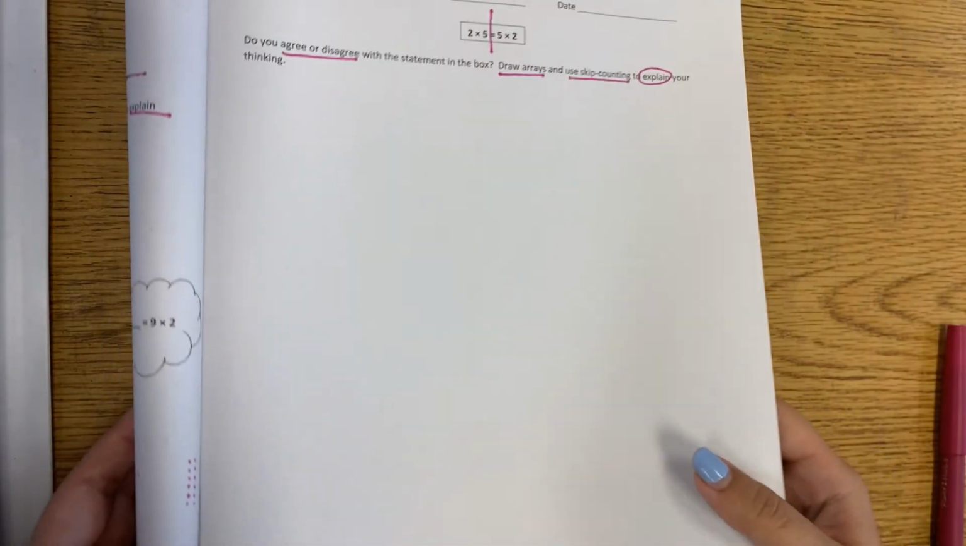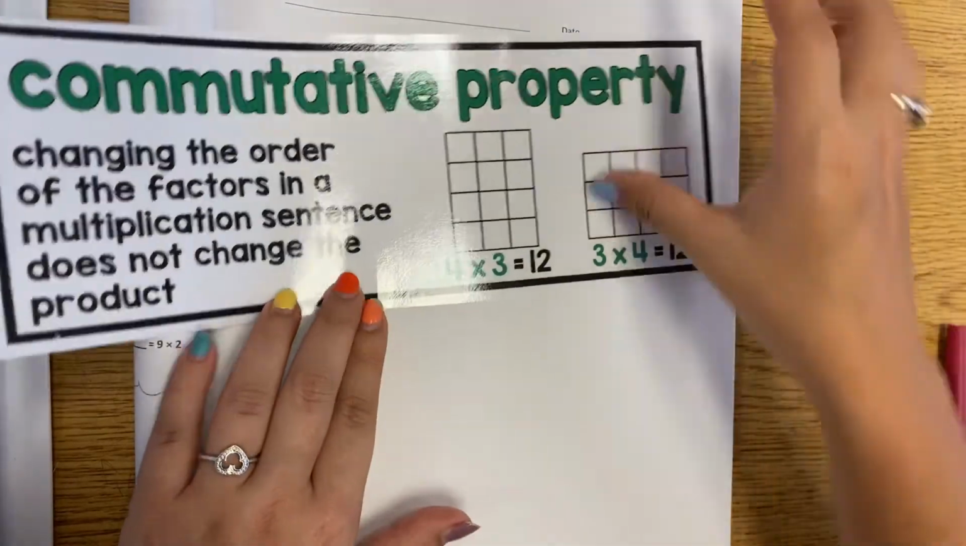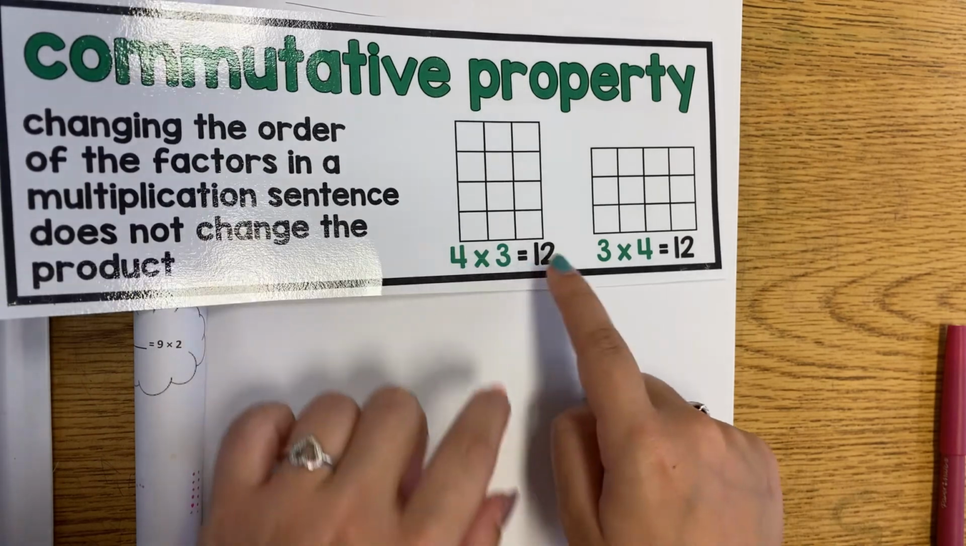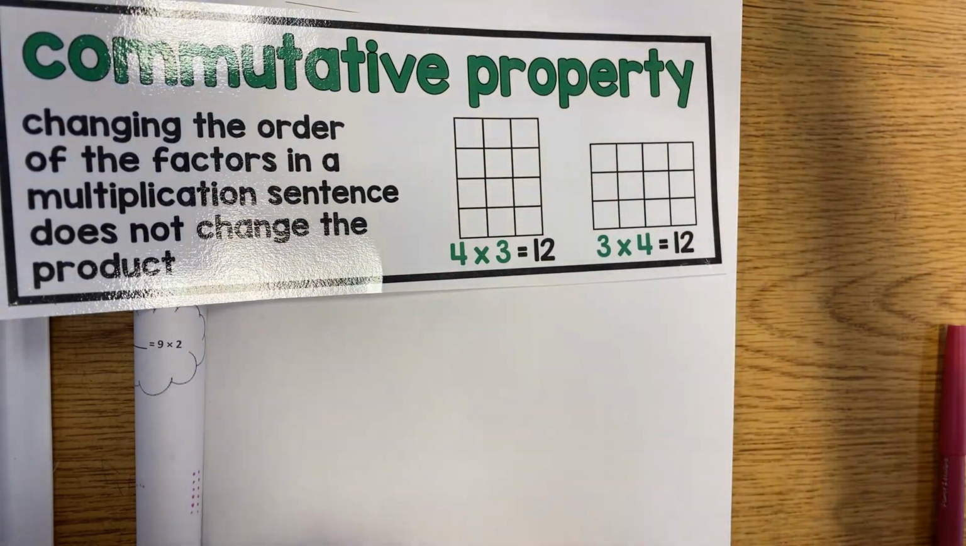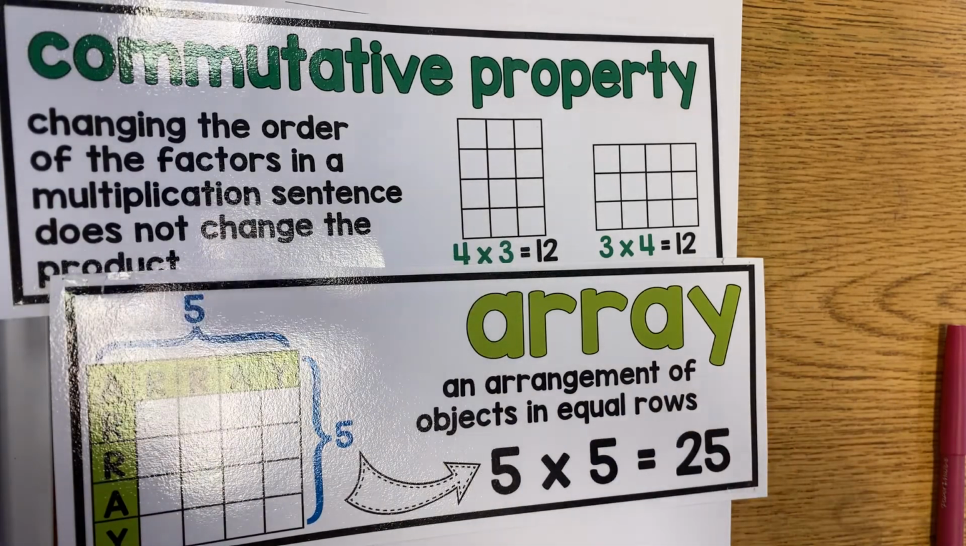All right, boys and girls, that was a review of lesson 7 with the commutative property, which is flip-flopping the numbers around but keeping the same answer or total, and working on our arrays, which are making our pictures into equal rows.